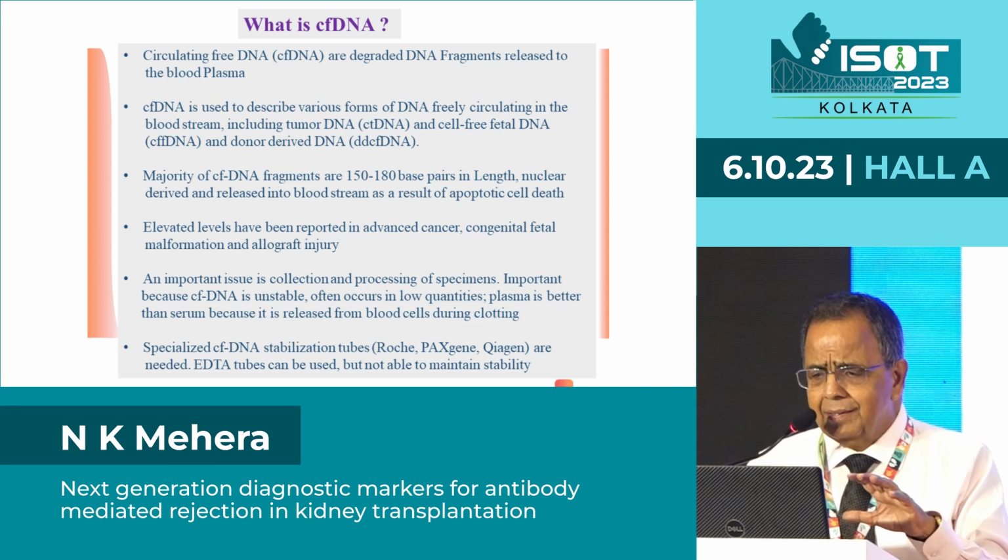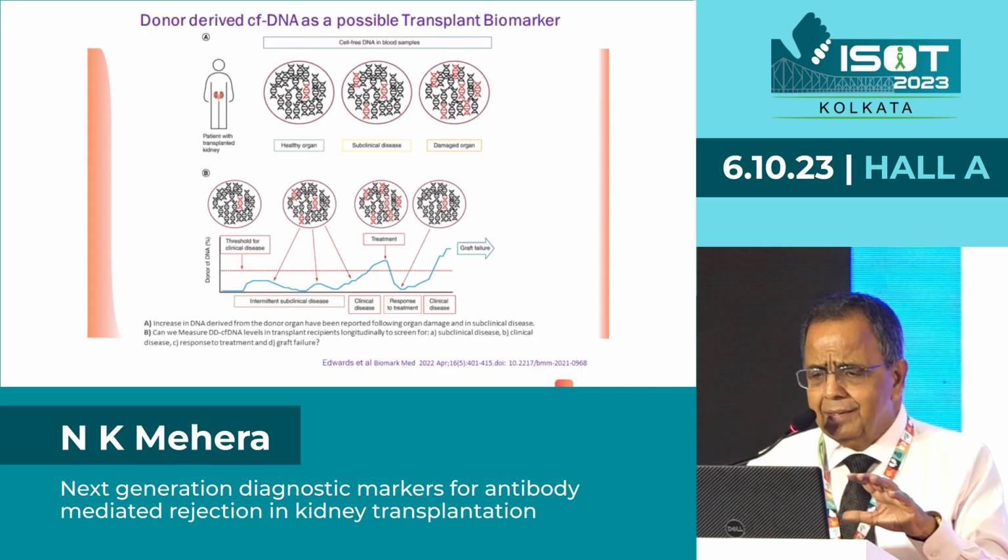An important issue here, of course, is the collection and processing of this specimen. This is important because cell-free DNA is unstable and often occurs in low quantities. And if you do not use a very good technology, you can get false positive and false negative results. So you need to use specialized DNA stabilization tubes, which come from Roche, Streck or QIAGEN. EDTA tubes can be used, but they're not really very good because they do not maintain the stability.